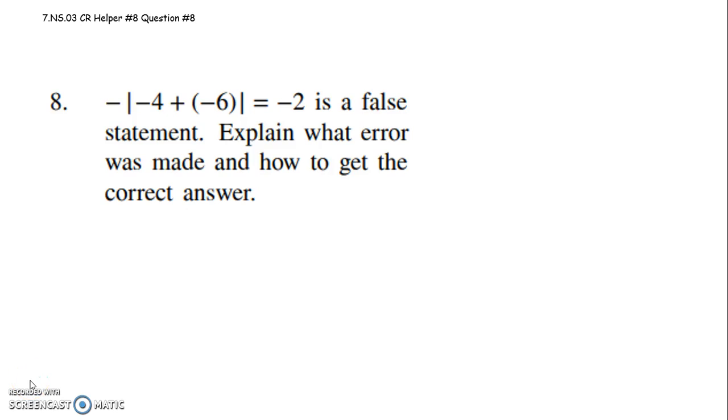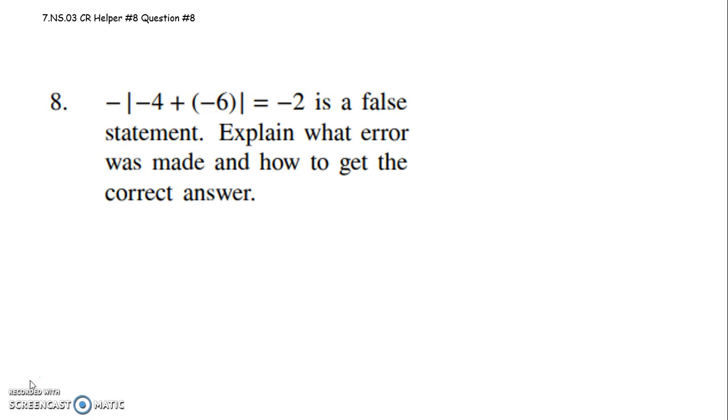All right, 7th graders, this is to help you with question 8 on CR 8. It says negative absolute value of -4 plus -6, close the absolute value, is equal to a -2, is a false statement. Explain what error was made and how to get the correct answer.